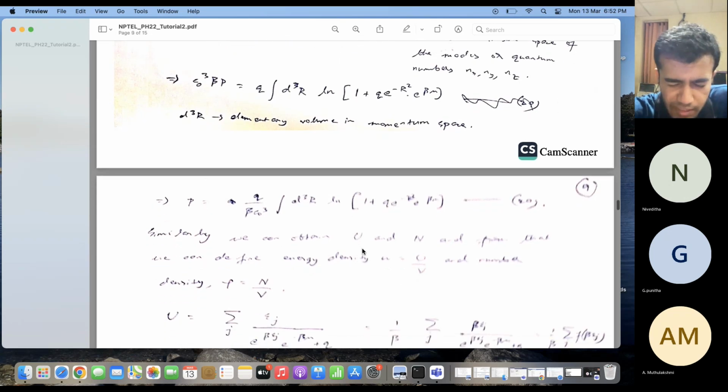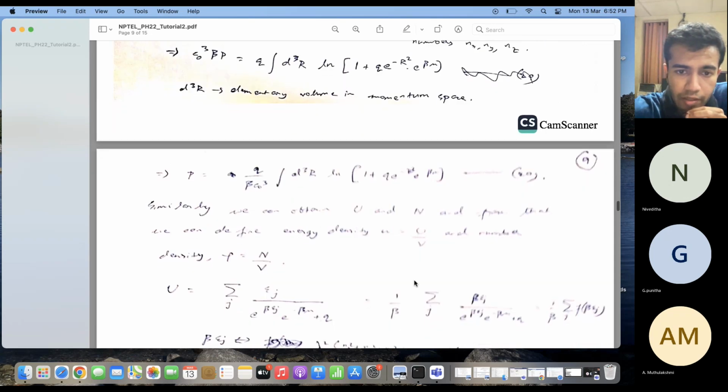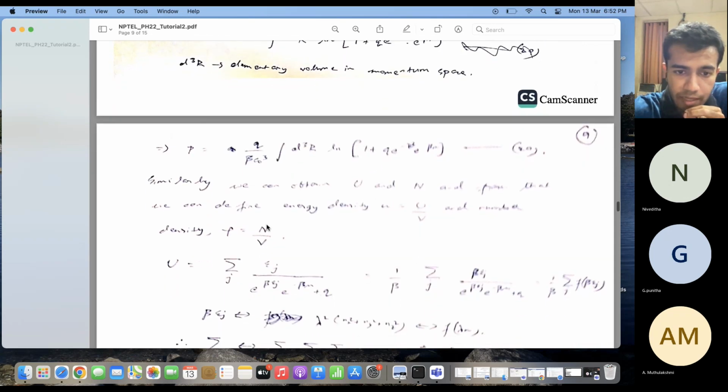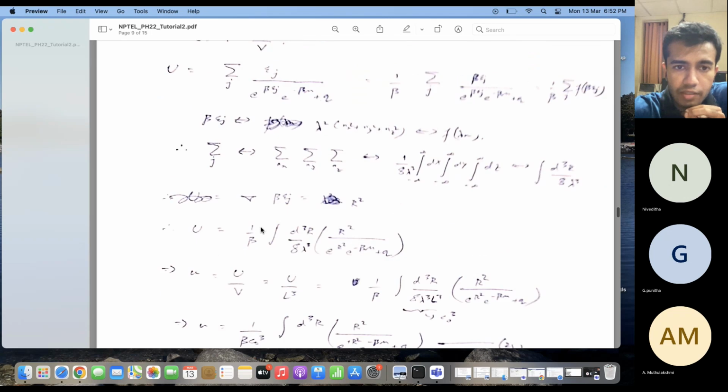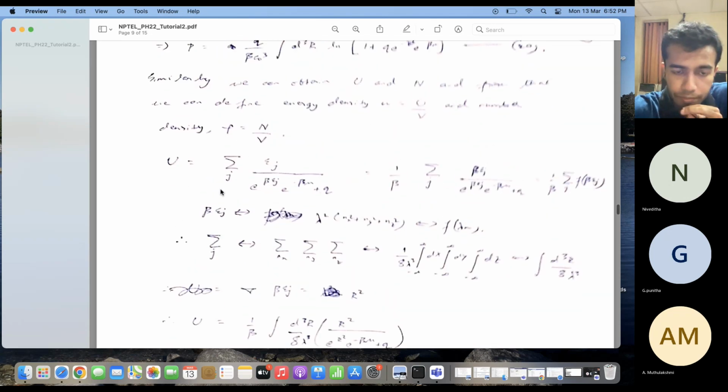Okay. In a similar manner, we can also obtain the expression for total energy. We already know the total energy and total number density of particles. So we can define energy density as well as number density. Okay, using these quantities, we can also obtain similar expressions. So that is what I have shown over here.